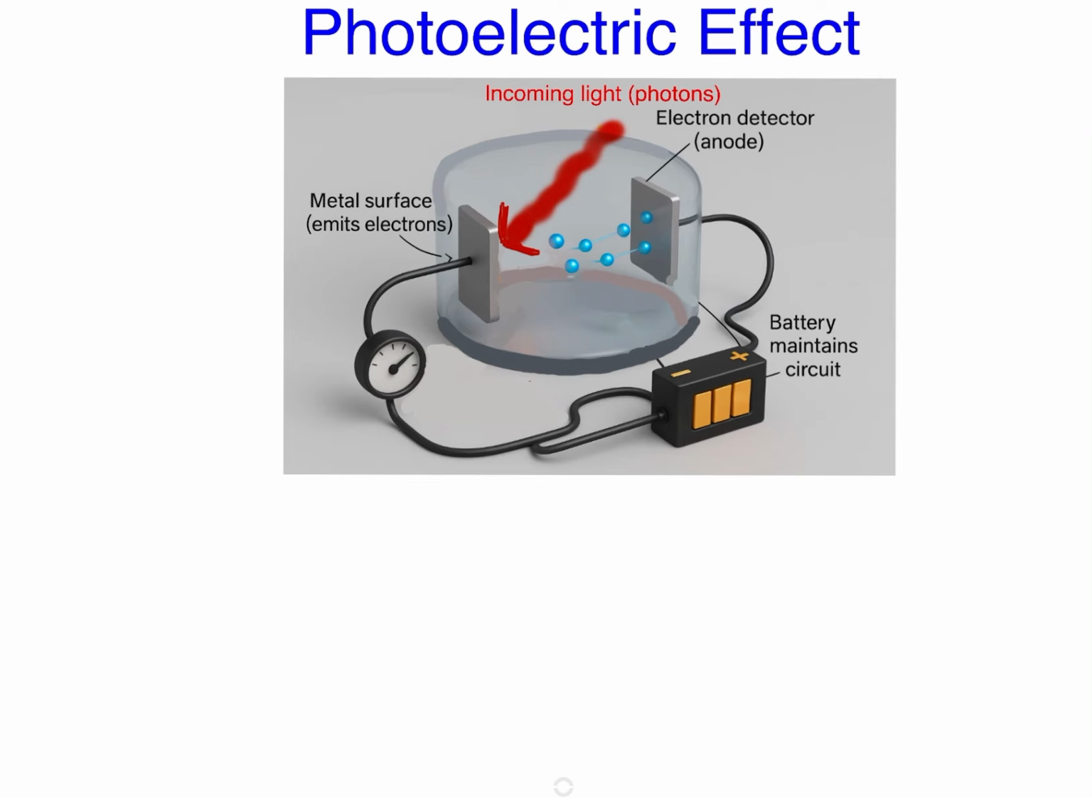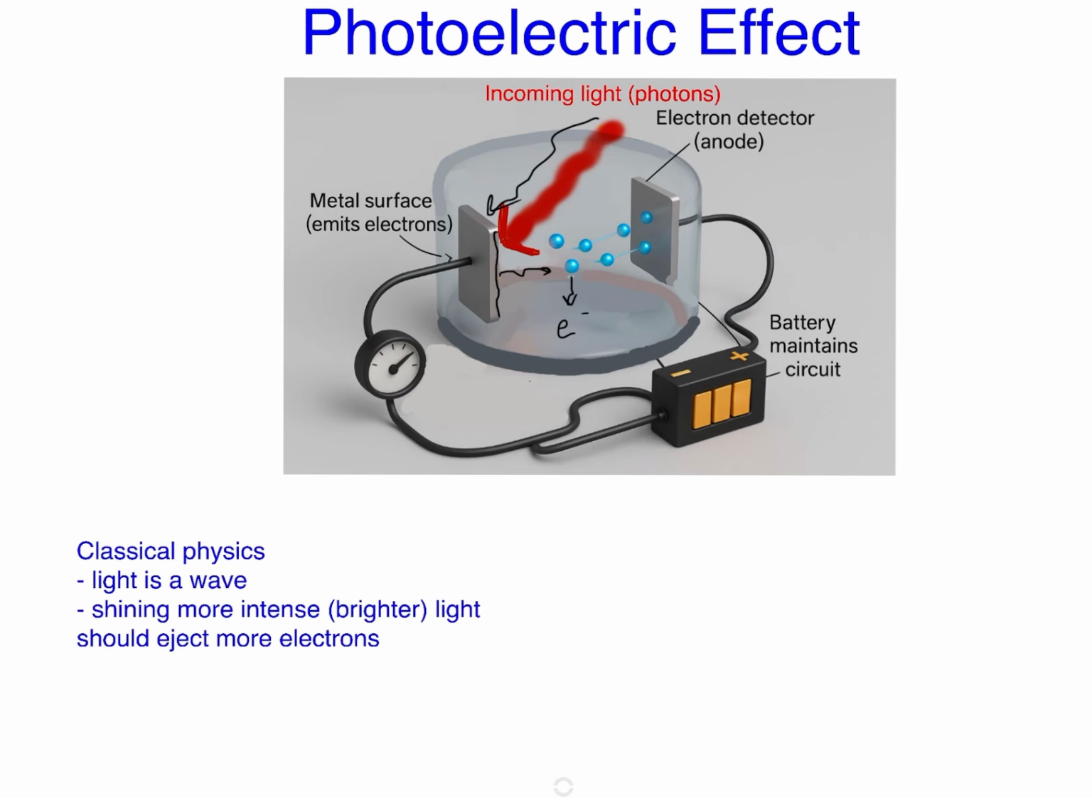The photoelectric effect refers to the phenomenon where light is shining on a metal surface. When it shines, it causes electrons to eject from that surface. These small blue balls are electrons. As you see, as we shine the light on this metal surface, the metal surface starts ejecting the electrons. This is called the photoelectric effect.